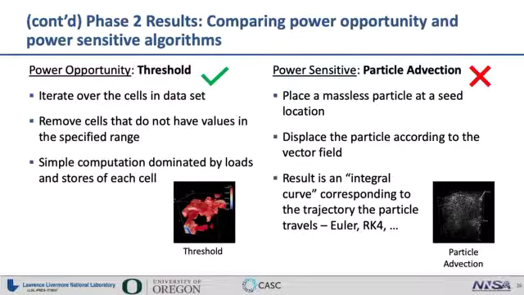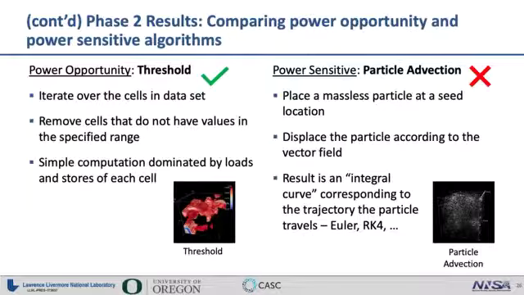So now we wanted to look at 2 different algorithms in more detail, one from each class. So for power opportunity, we're going to look at threshold. For threshold, we iterate over each cell in the data set. And for each cell, we compare it to the specified range. If the cell does contain values in that range, we keep it and put it in the output data set. And if it does not, then we remove the cell. And so the simple computation of doing this comparison is being dominated by loads and stores of each cell. And this is why this is a more data-intensive algorithm.